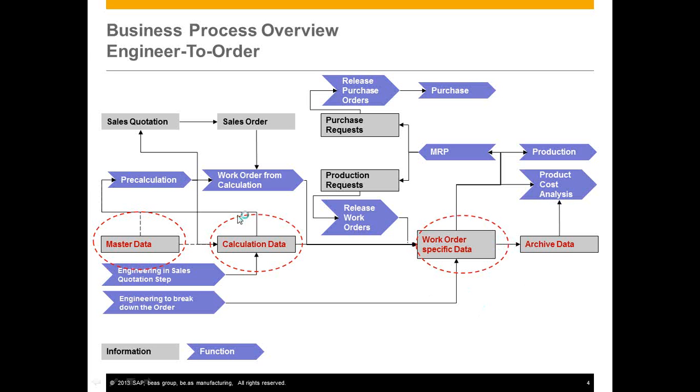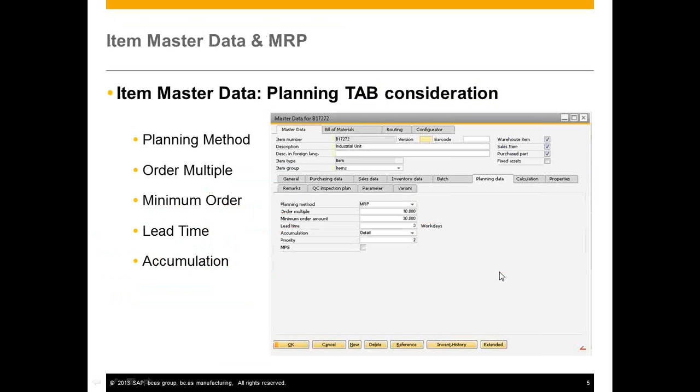Once we create a work order, could be because of a sales order or could be by stock in other business processes, then we have specific data of the item inside of the work order that could be modified. If you do any modification at the level of the work order, then of course MRP will consider these changes in order to provide additional production requests, if any, and purchasing requests that could be created later as a purchase order.